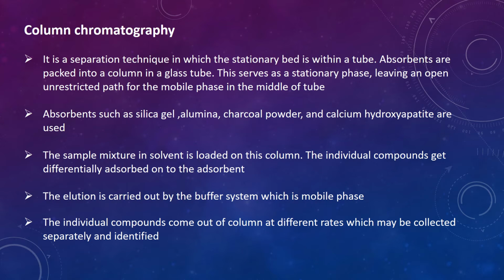Moving on to column chromatography. It is a chromatography technique in which separation is carried out in a column. Here the column is filled with a stationary phase, which can be silica, alumina, cellulose, and other examples can be charcoal powder and calcium hydroxyapatite. In this, the sample mixture in solvent is loaded on this column. The individual compounds get differentially adsorbed onto the adsorbent.